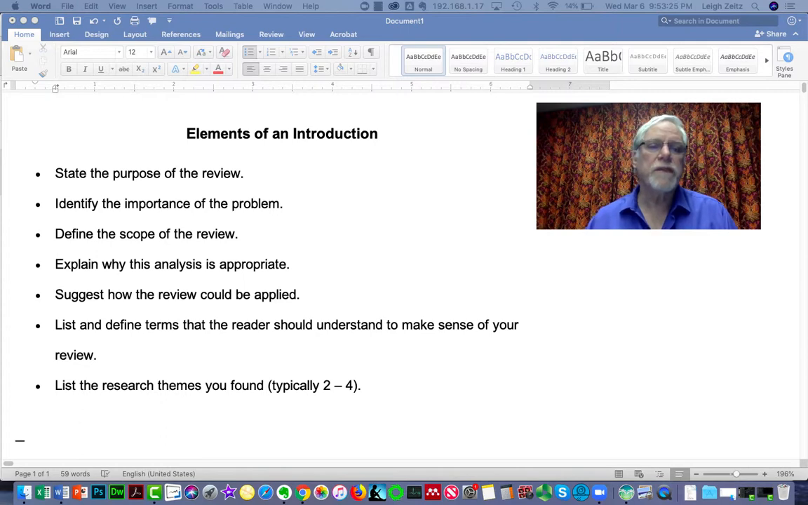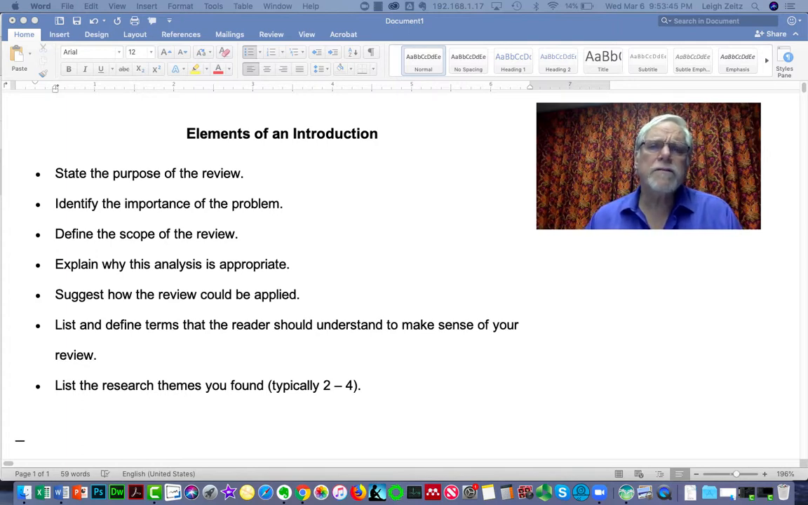So we want to take a look at why it is an appropriate thing to do this analysis. Next, we take a look at how this could be applied. Once this has been identified and you've actually gone out and done the review, you can take the results of this and apply those by using makerspaces in a way that is most beneficial based upon the research.